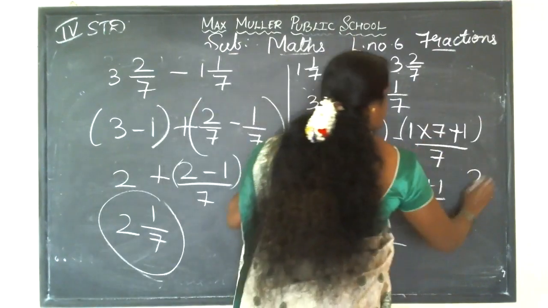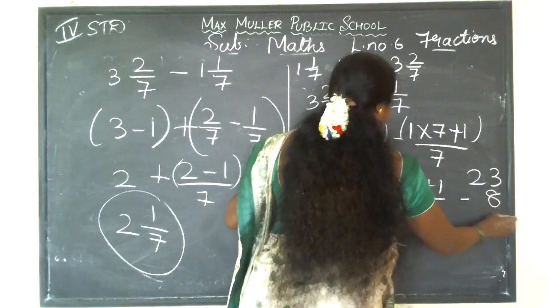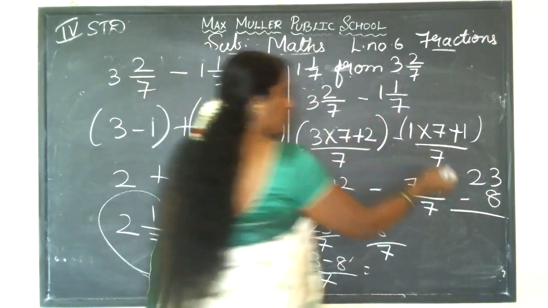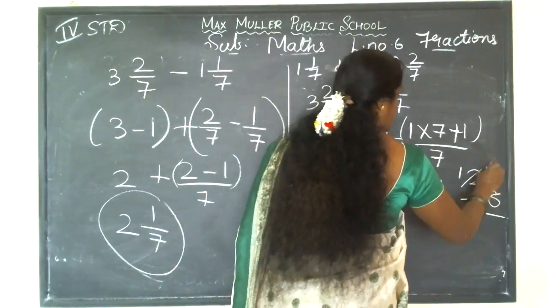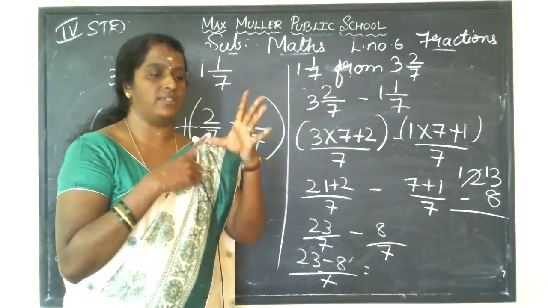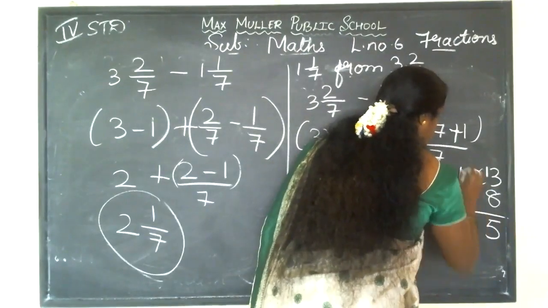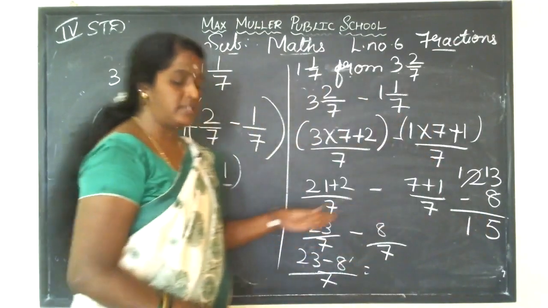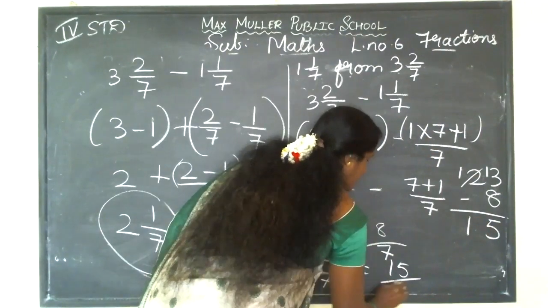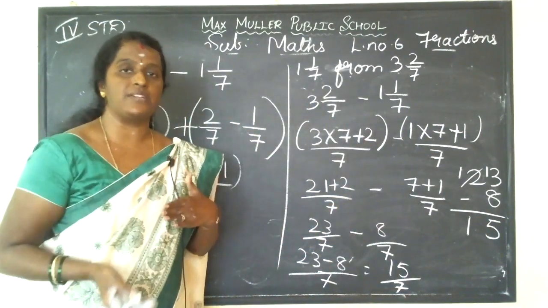So 23 minus 8. You can't take 8 from 3, so you should borrow here. It will become 1. Here it will become 1. So from 8, after 9, 10, 11, 12, 13, up to 13 I'll count. I'll get 5 here and 1 here. So your answer is 15 by 7. This is an improper fraction, so convert into a mixed fraction.